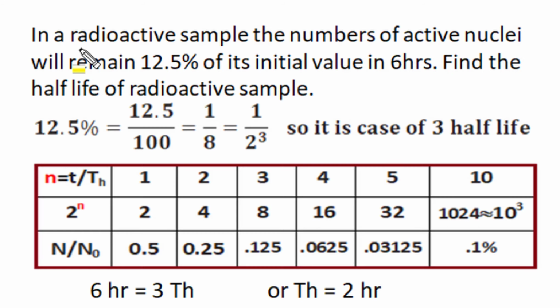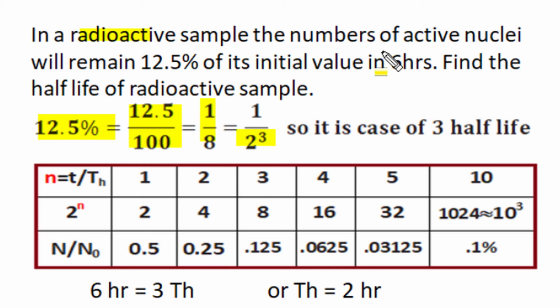4 into 2. In a sample of radioactive substance, the number of active nuclei will remain only 12.5% of its initial value in 6 hours. That means in 6 hour duration, the number of active present nuclei will become only 12.5% of its initial value. We have to find out the half-life of this radioactive sample. So here 12.5% means 12.5 divided by 100 or 1/8.